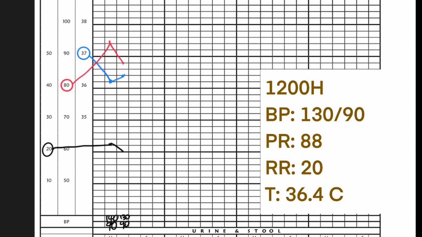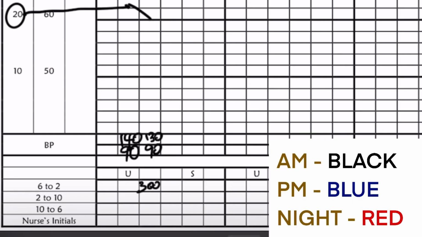Alright, we're done. Do you have any questions so far? Great. Now let's proceed to the urine output and bowel movement. Urine output and bowel movement is usually monitored every 8 hours. And color coding depends on what shift you would be in. For AM or 6 to 2, you'd be using black. For 2 to 10 or PM shift, use blue. And for night shift or 10 PM to 6 AM, use red ink.